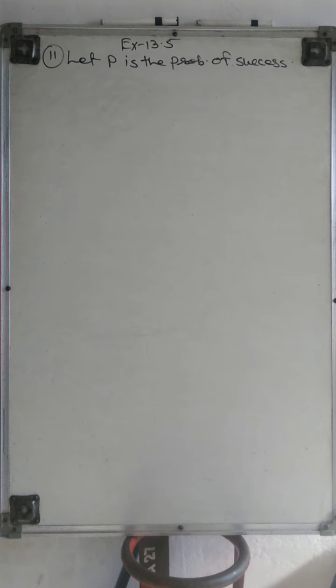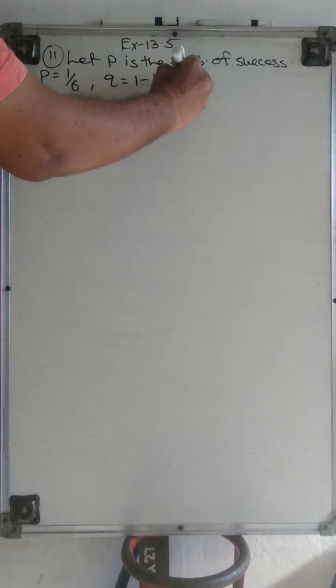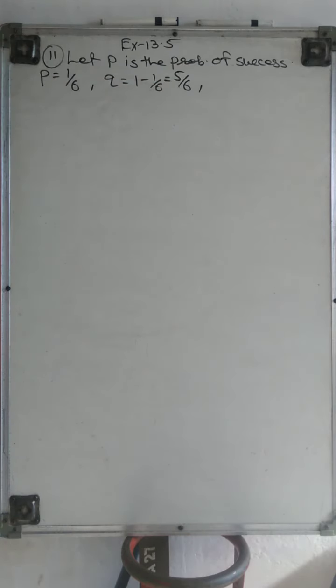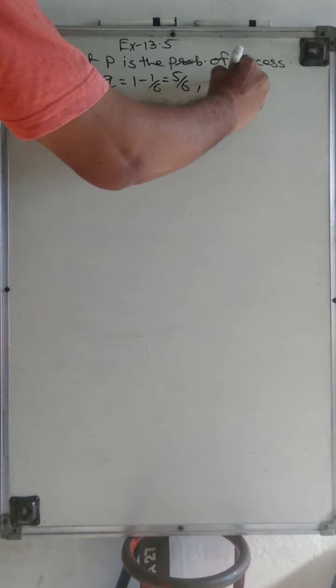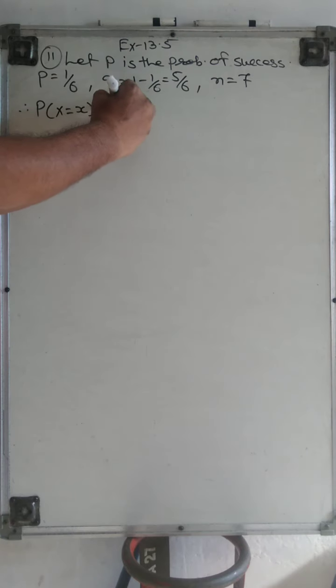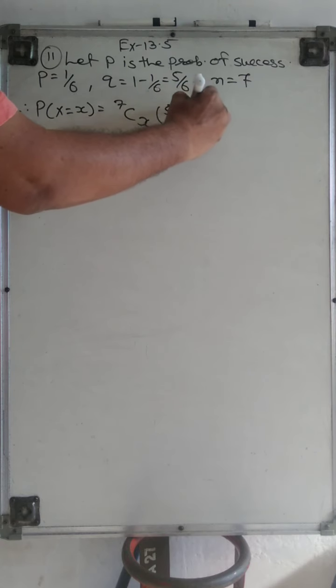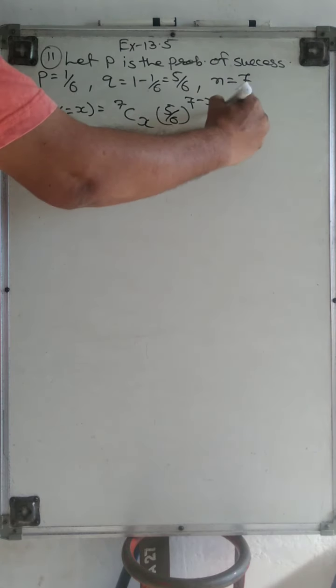So here 5 is the success, therefore 5 is obtained in one way in one throw, meaning P is 1 by 6. Therefore Q equals 1 minus 1 by 6, which is 5 by 6. Right? And total trials are 7, N equal to 7. Therefore we have the binomial distribution. We can say that P(X equal to x) is 7Cx into (5 by 6) raised to 7 minus x and (1 by 6) raised to x.